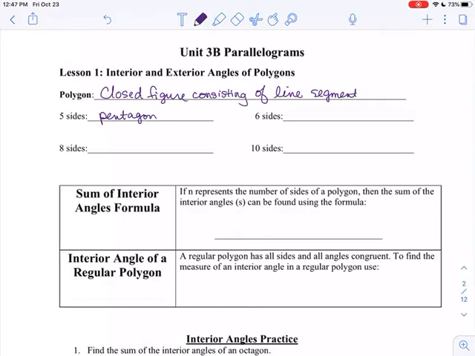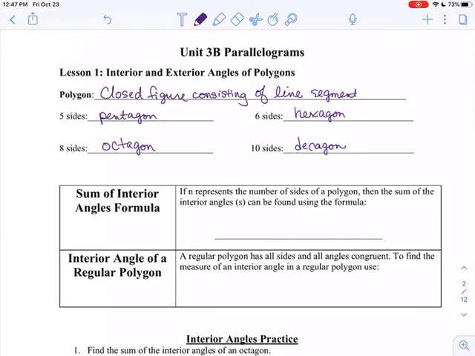We've already gone over the sides before in an earlier unit, but just to remind you, if something has 5 sides, it's a pentagon. If it has 6 sides, it's a hexagon. I remember that a hexagon has an X in it and 6 has an X in it. An octagon has 8 sides, an octopus has 8 legs, and 10 sides is a decagon.